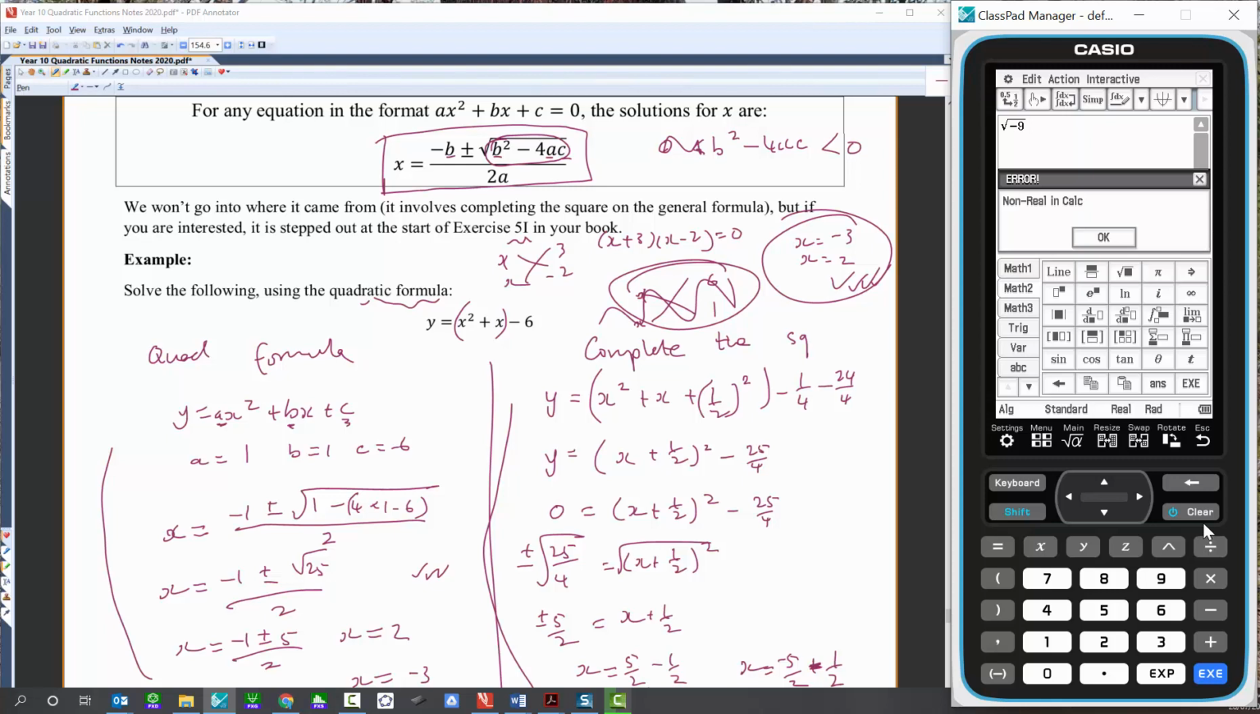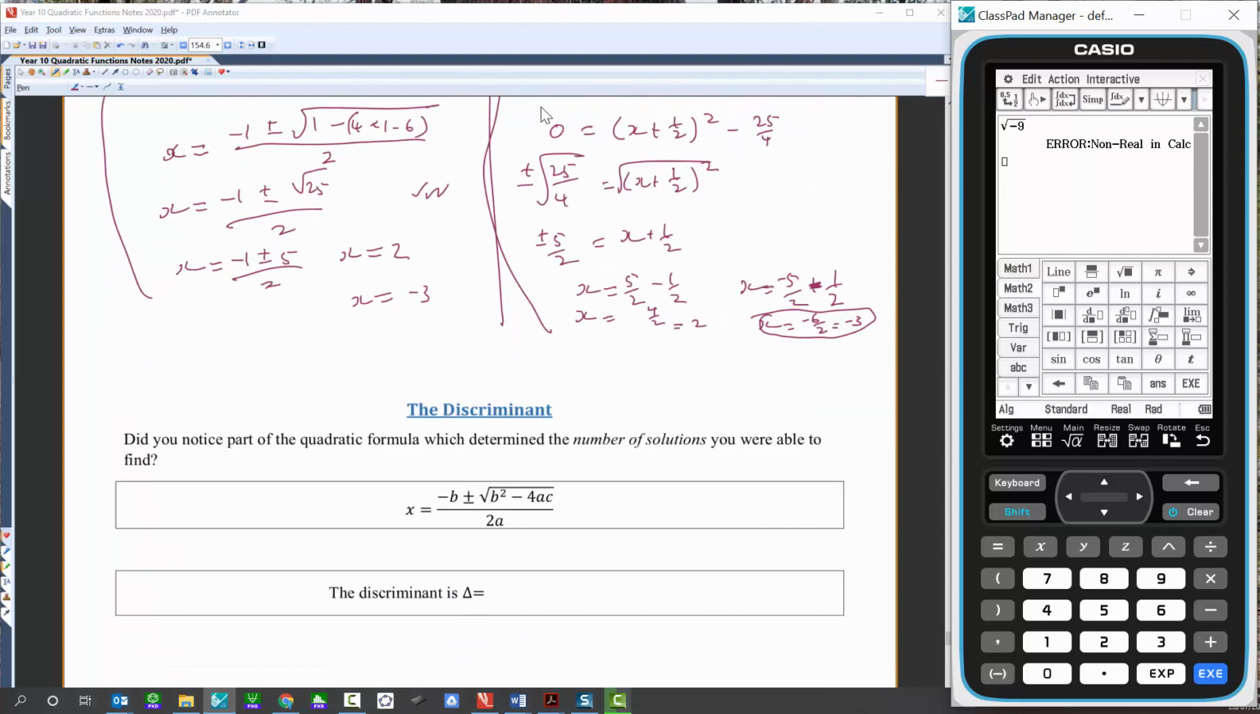It says non-real in the calculator, because remember, that's asking you to find a number that when multiplied by itself equals -9, and when I multiply numbers by themselves, they always come out positive, so this just doesn't make sense. When it's equal to 0, we've got one solution. And when it's greater than 0, we're going to get two solutions because we get plus or minus this amount here. So let's note that the discriminant is b squared take 4ac.